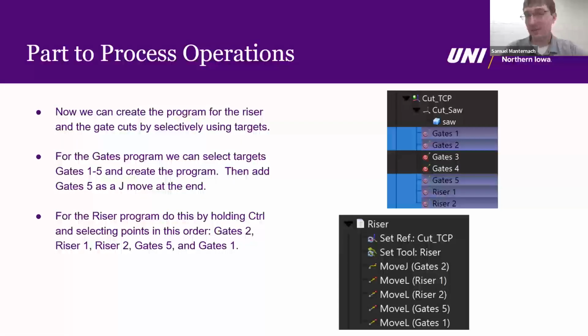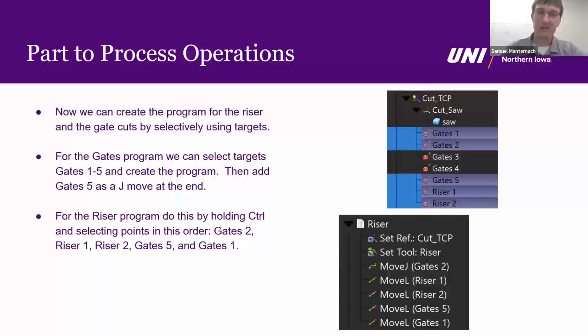So you can start by doing the gates program, where since we've already lined up all of our targets in the order they're going to happen, all you'll have to do is click on gate target 1, then shift click down to gate target 5, and then create the new program icon. Then you'll have your list of targets. In this case, we'll also click on our program that was just made, the new gates program. Then if you can hold control and then click on target 1, we're also going to add that again as a J move at the end.